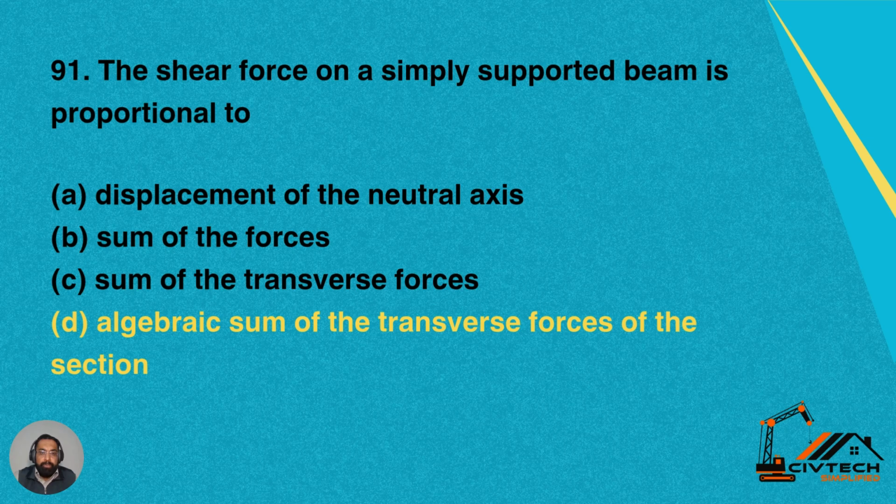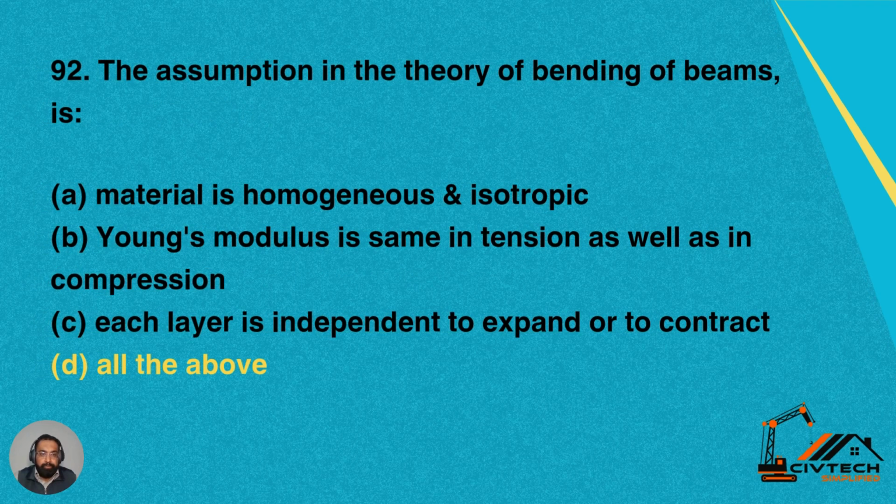Question 91. The shear force on a simply supported beam is proportional to option A, displacement of the neutral axis. Option B, sum of the forces. Option C, sum of the transverse forces. Option D, algebraic sum of the transverse forces of the section. The shear force on a simply supported beam is proportional to option D, algebraic sum of the transverse forces of the section. D is the correct answer for this question.